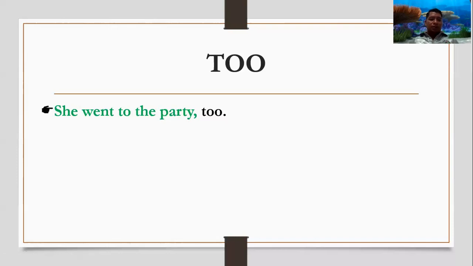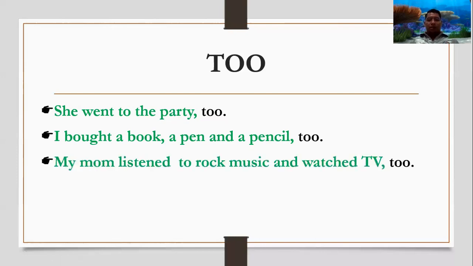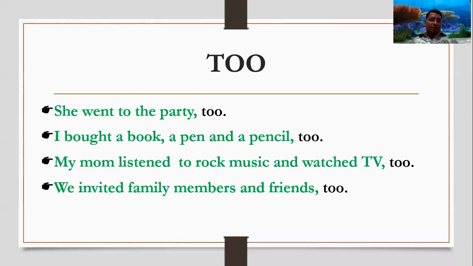Now let's see number 2. I bought a pen, a book, and a pencil, too. Remember, before too, we have a comma. My mom listened to rock music and watched TV, too. We invited family members and friends, too.